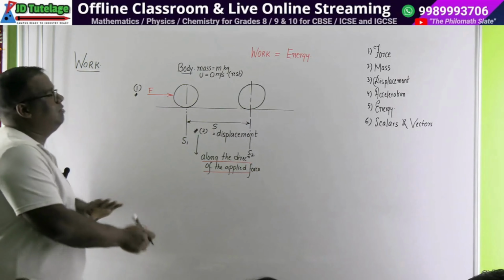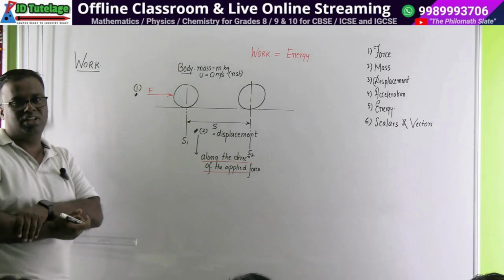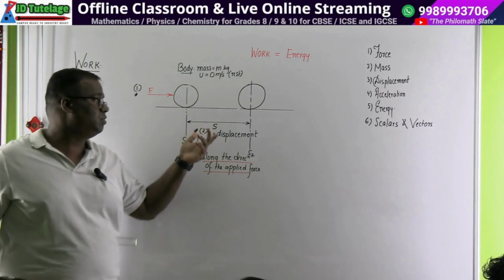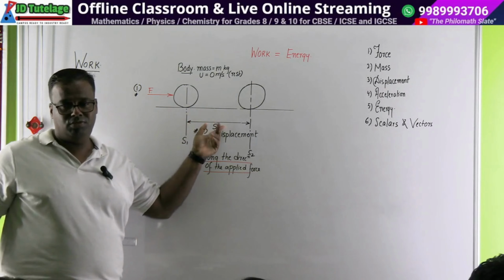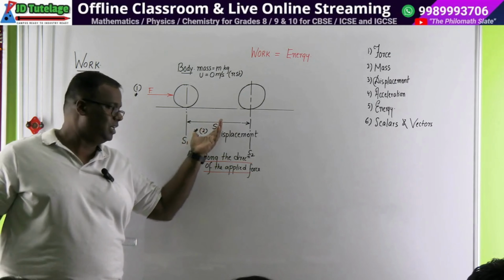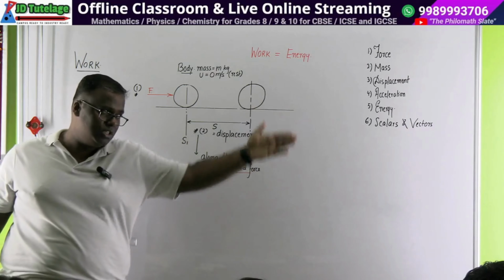So I have taken a very simple example where my body is actually moving along the direction of force. इतना झमेला तो है नहीं, straight line. And how do I say it is moving along the direction of force? इसलिए तो S है. If it was moving like this, then I can't call it S straight away. I'm allowed to call it displacement only when it moves in a straight line.